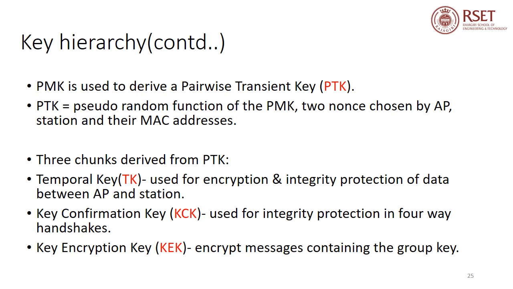So these are the different keys that are used in the security of wireless LAN networks. They may be used in various situations and operations depending on the requirement. So the different keys, where at the hierarchy we have the pairwise master key. From the pairwise master key we define the pairwise transient key. Then we derive three subkeys called the temporal key, key confirmation key, and the key encryption key.